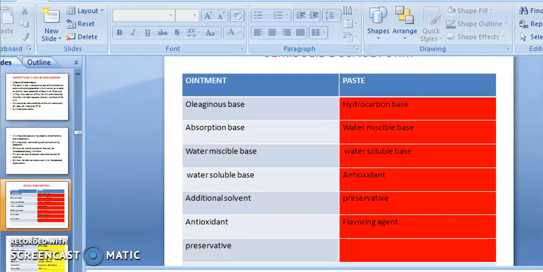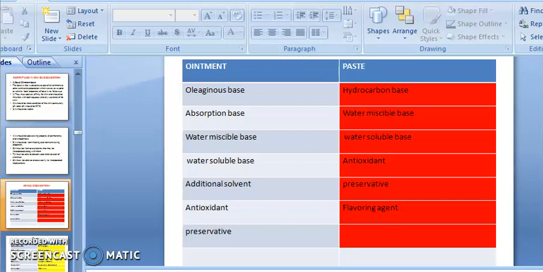For semi-solid dosage forms, these are the most widely used bases. If you want to prepare an ointment, you have to take these bases: oleaginous base, absorption base, water miscible base, water soluble base, additional solvent, antioxidant and preservative. For the formulation of a paste: hydrocarbon base, water miscible base, water soluble base, antioxidant, preservative and flavoring agent.